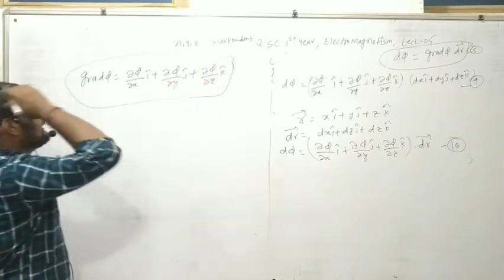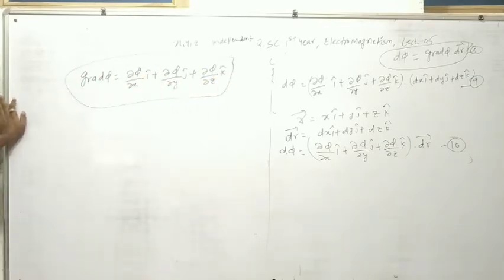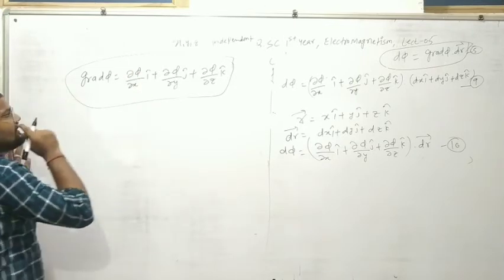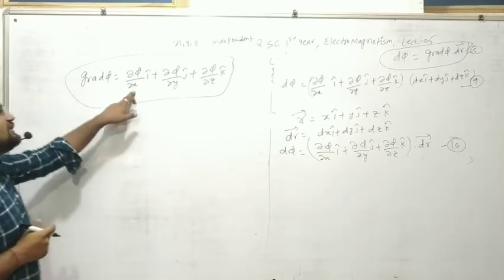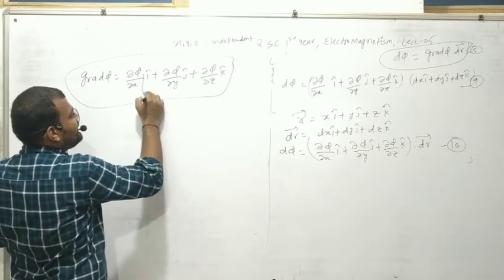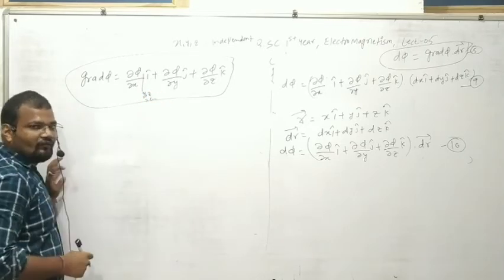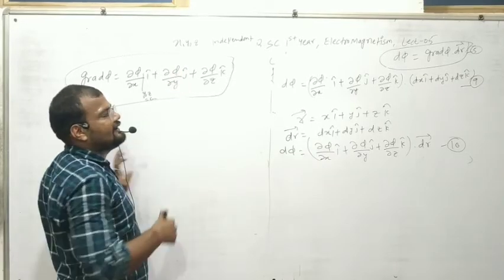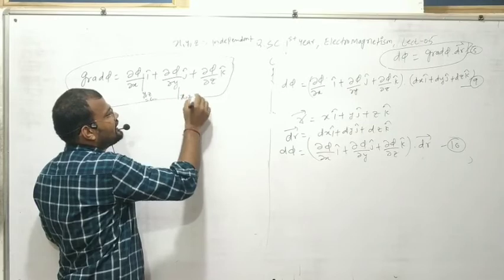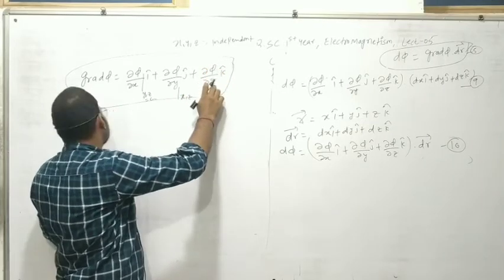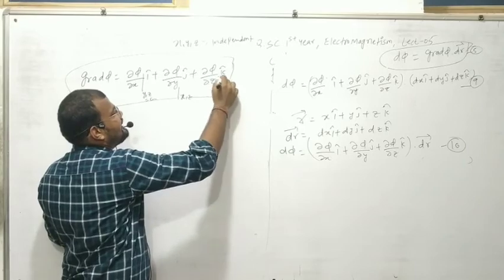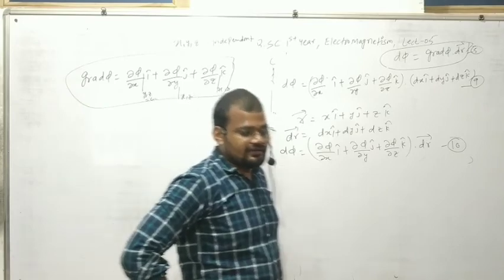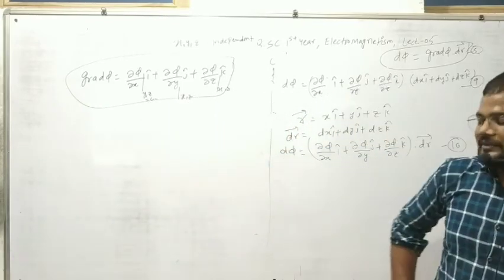So this will be your gradient phi in terms of the Cartesian coordinate system. What does it mean? Del phi over del x means partial differentiation of phi with respect to x, keeping y and z constant. Partial differentiation of phi with respect to y, keeping x and z constant. Partial differentiation of phi with respect to z, keeping x and y constant.